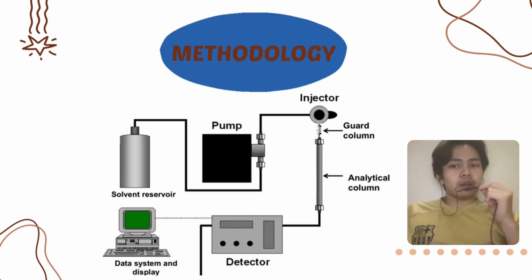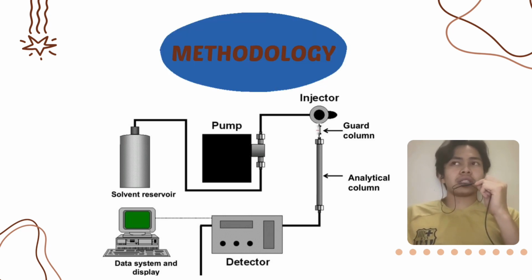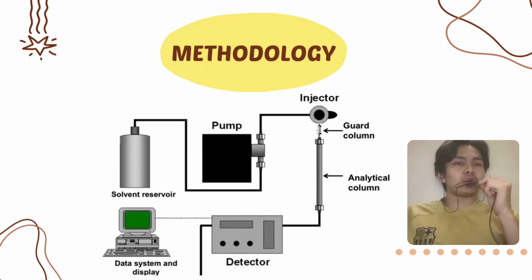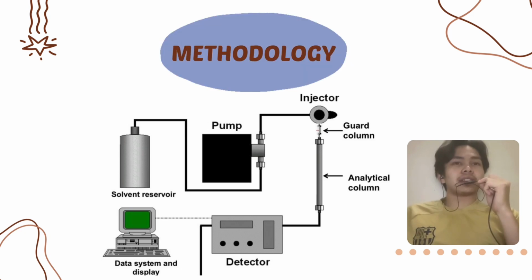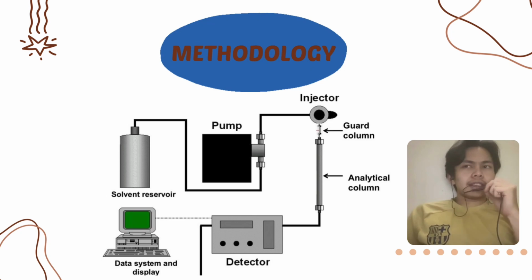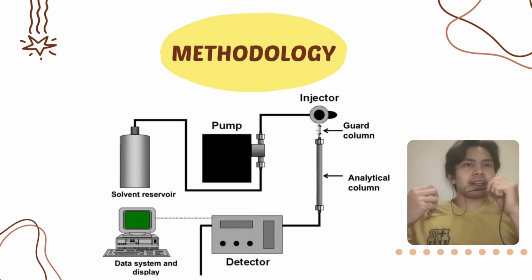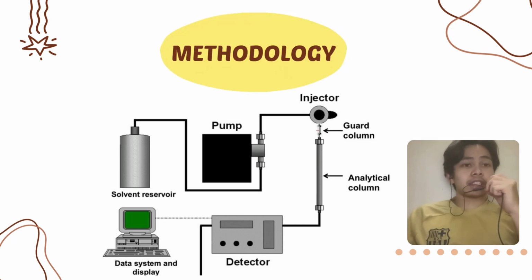Then we go with the mobile phase flow. Once the analyte is injected into the column, the mobile phase, which is a liquid or gas, is continuously pumped through the column. The mobile phase acts as a carrier, transporting the analyte through the column. As the sample moves through the column, the individual components interact differently with the stationary phase. Some components are more attracted to the stationary phase.